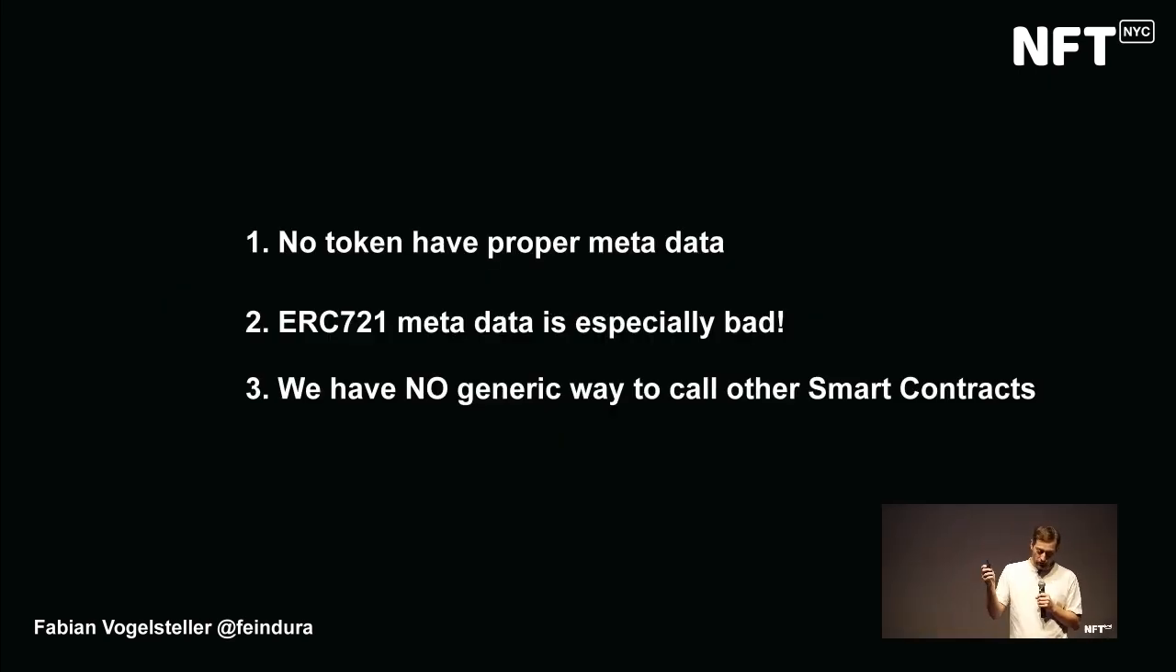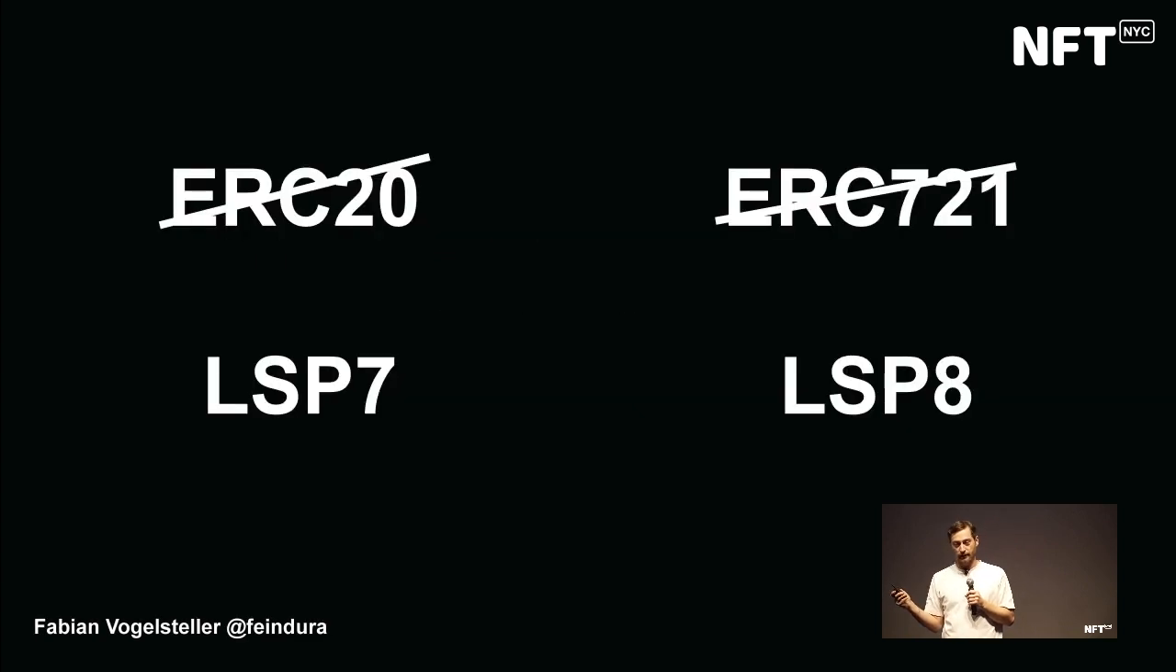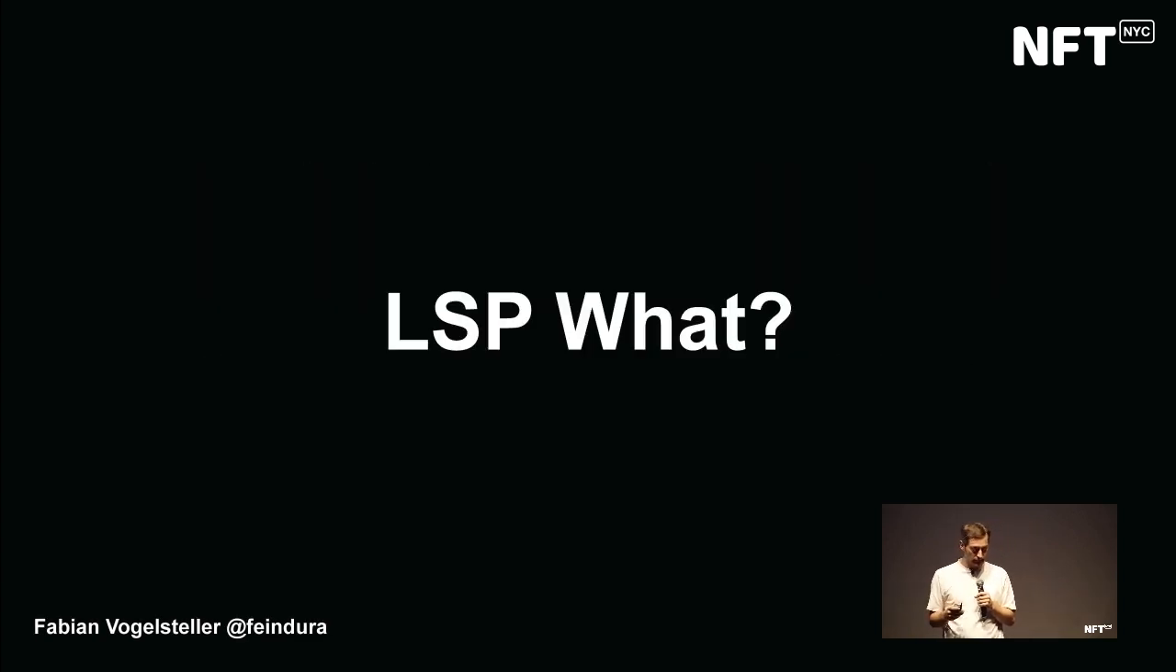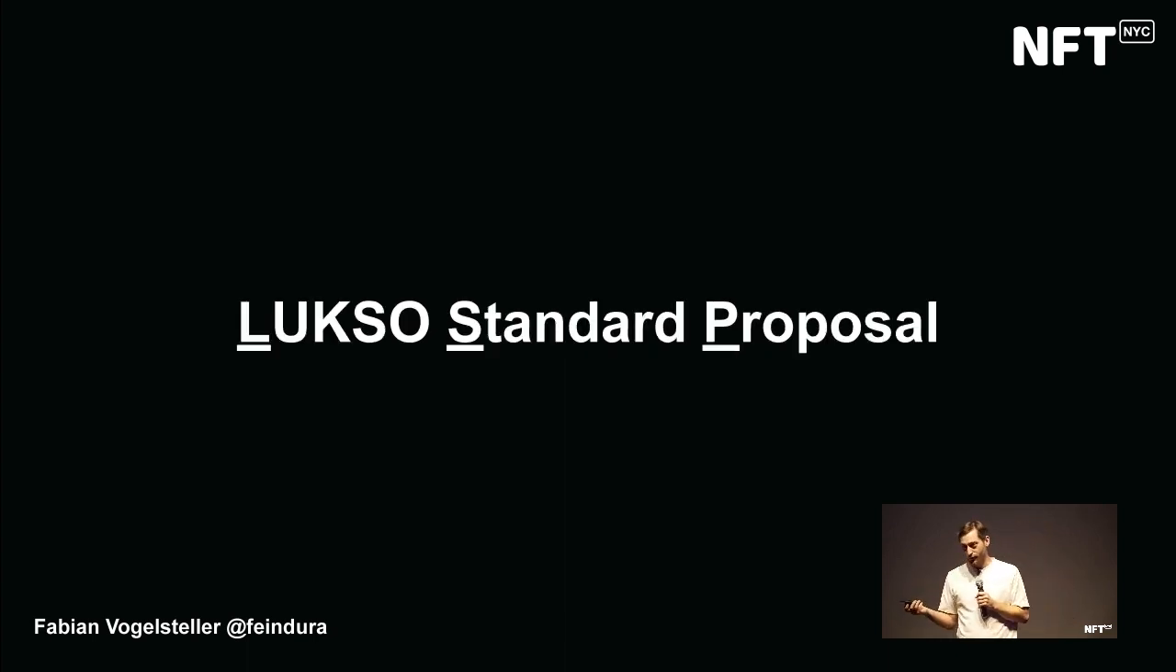So just to summarize this, we have no proper metadata in tokens itself. We have pretty bad metadata when it comes to NFTs, and we have no generic way to call out smart contracts. So what we did is we erased all the stuff and said, okay, let's not necessarily try to be backwards compatible, let's do it right. And we created something called LSP7 and LSP8. LSP what? So LSP is actually Luxo Standard Proposal.